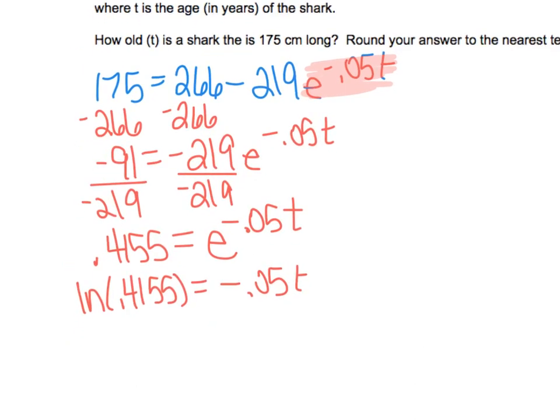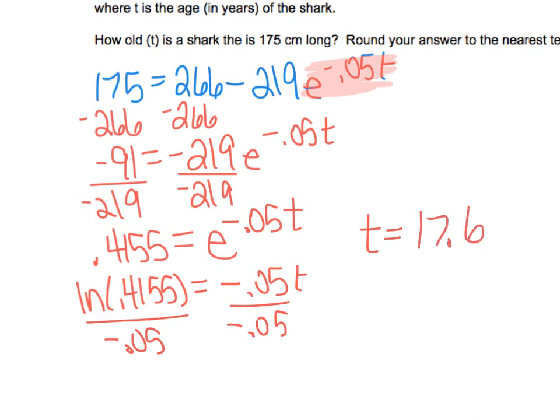Again, we don't want negative 0.05 t, we just want t. So I'm going to divide by negative 0.05 on both sides. If I put that into the calculator, I get that t is approximately 17.6, which means that the shark will be 175 centimeters long after approximately 17.6 years.